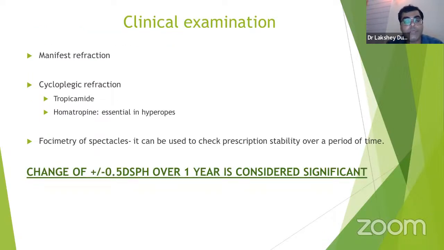Manifest refraction, cycloplegic refraction. Normally we use tropicamide refraction. Homatropine refraction is done if the patient is a hyperope. Lensometry of spectacles will tell us about the stability of power, and a change of 0.5 diopter over 1 year is also considered significant.